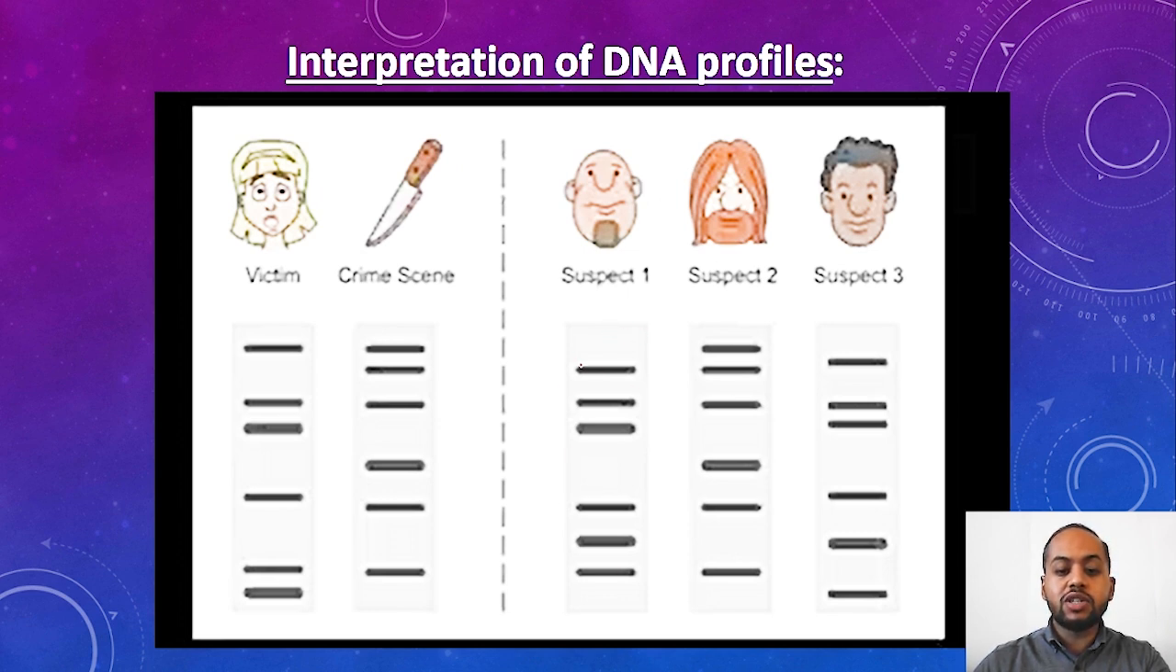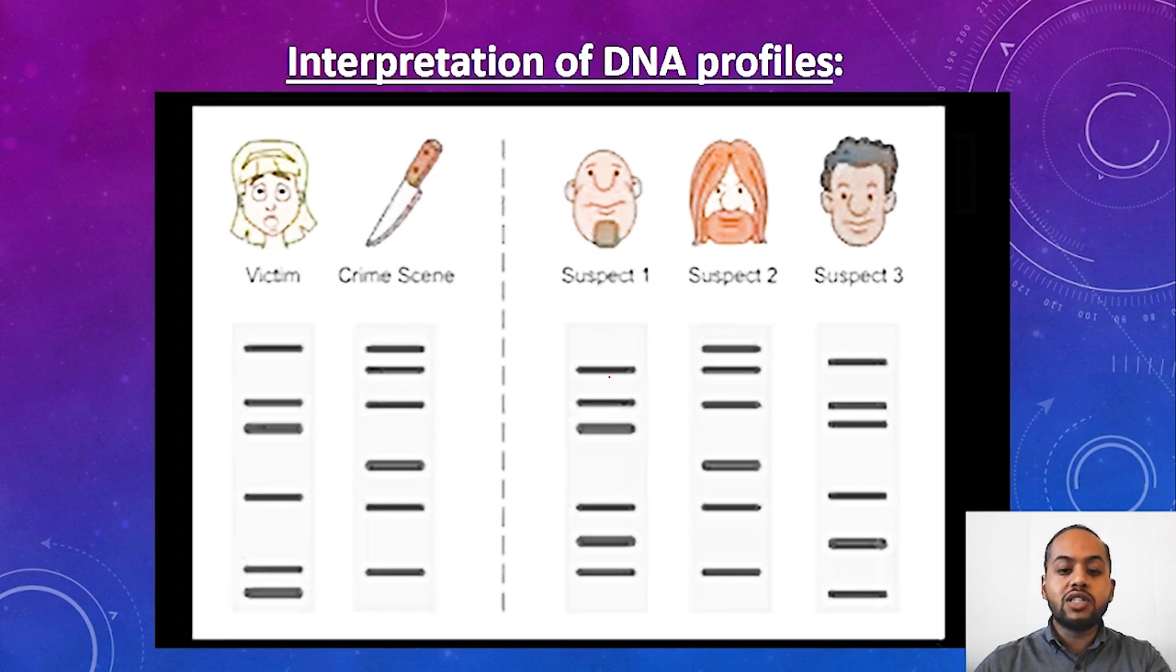So this arrangement of bars that we have in each suspect and of the crime scene and of the victim, these bars are the DNA, and this is referred to as a DNA profile. We want to try to match each of these bars with the DNA profile of the crime scene, and the DNA profile of the victim.